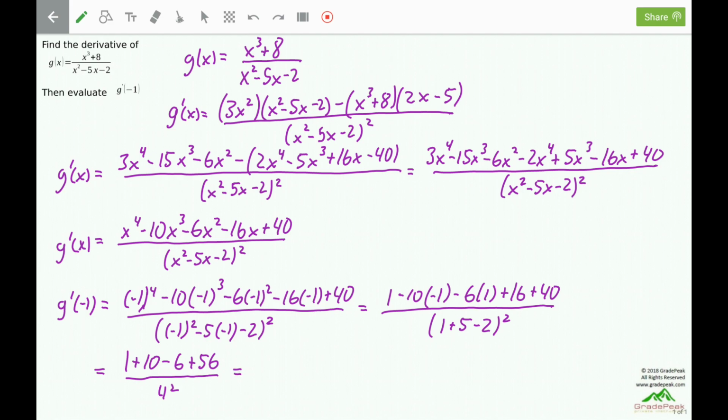So we have 1 plus 10, which is an 11, a negative 6 plus a 56, which is a 50, over 4 squared, which is a 16. 11 plus 50 is 61 over 16. There's no common divisors for either of those two numbers, and therefore we'll leave it as 61 over 16.